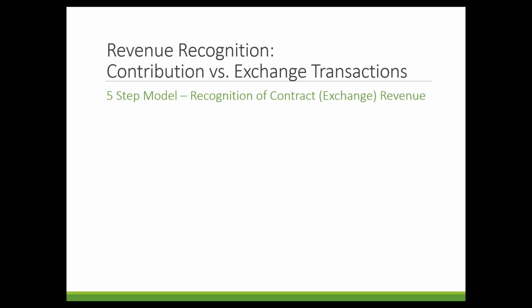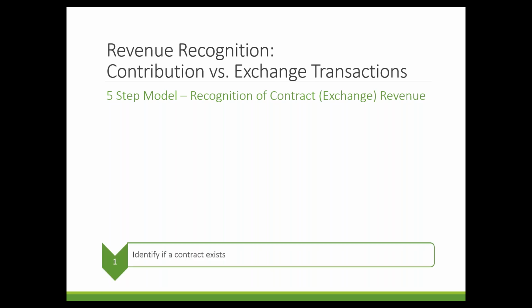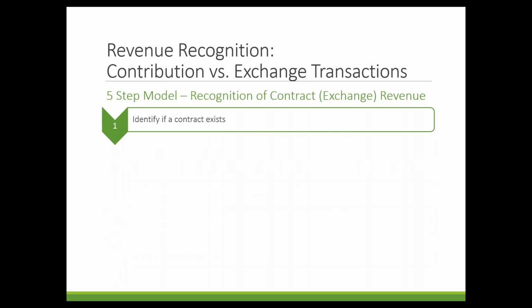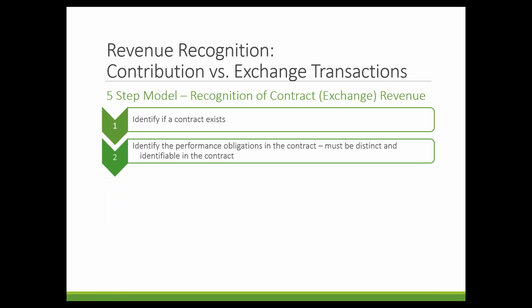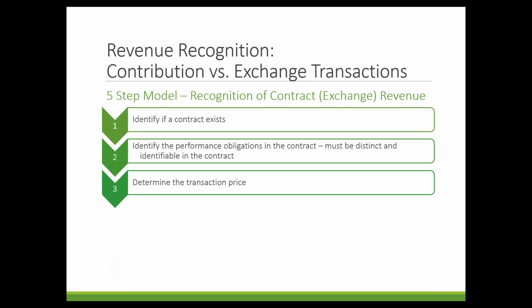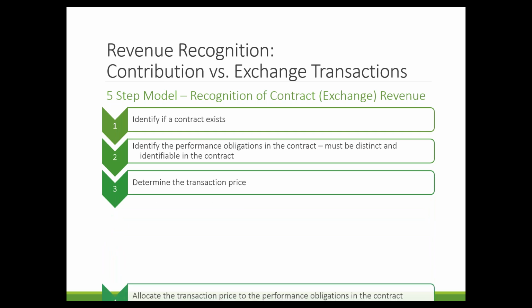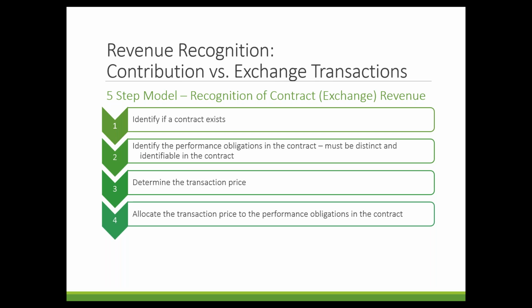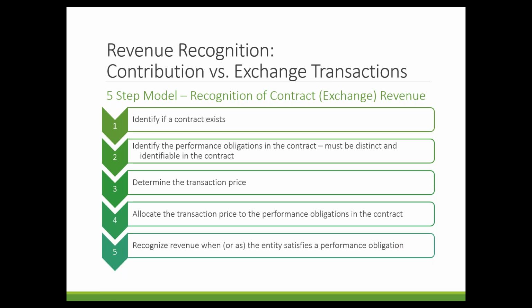This is the 5-step model for recognition of revenue from contracts with customers, aka exchange revenue, subject to ASC 606. First, identify if a contract exists, which means, does the transaction have true economic substance? Next, identify the performance obligation or obligations in the contract, whether implied or written. Each must be distinct and identifiable. Then, determine the transaction price. Then, allocation of the transaction price to the various performance obligations in the contract. And then finally, recognize the revenue when or as the performance obligations are satisfied.